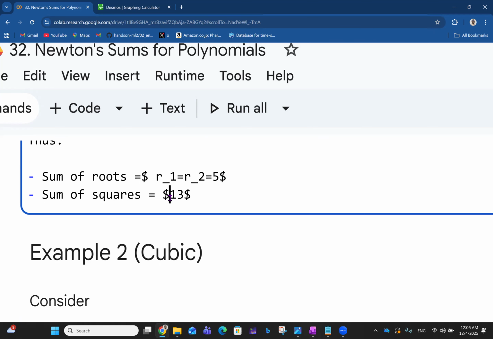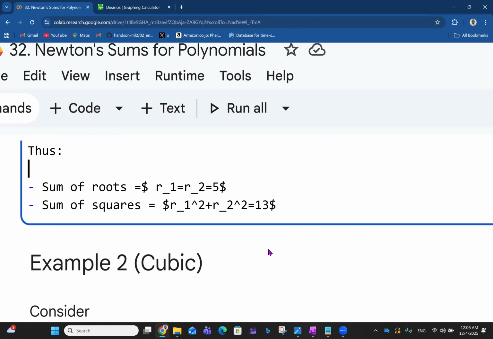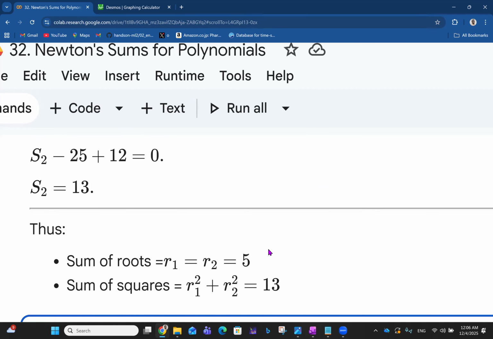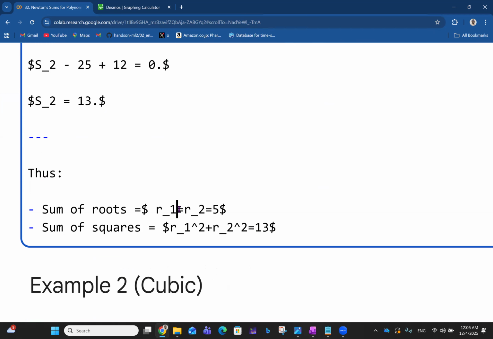Then sum of squares of roots now. That'll be R1 raised to power 2 plus R2 raised to power 2 is equal to 13. That's what this is simply talking about here, as you can see. So we are saying that this is sum of roots. This should be plus, sorry.